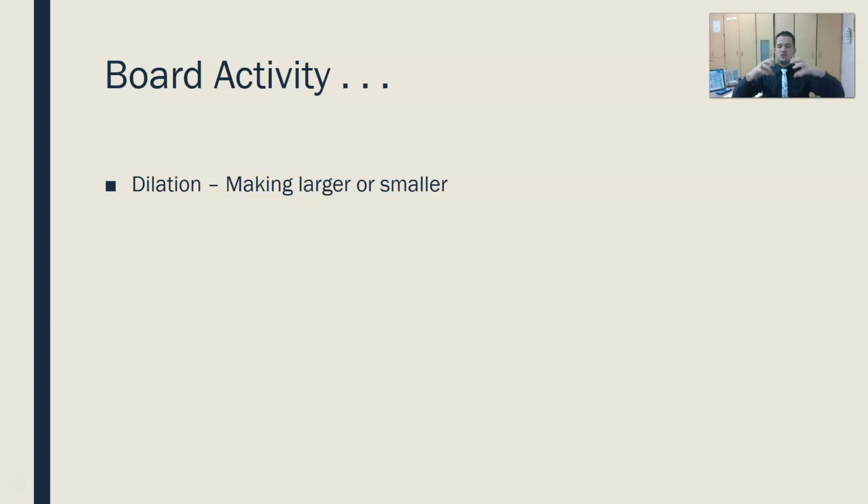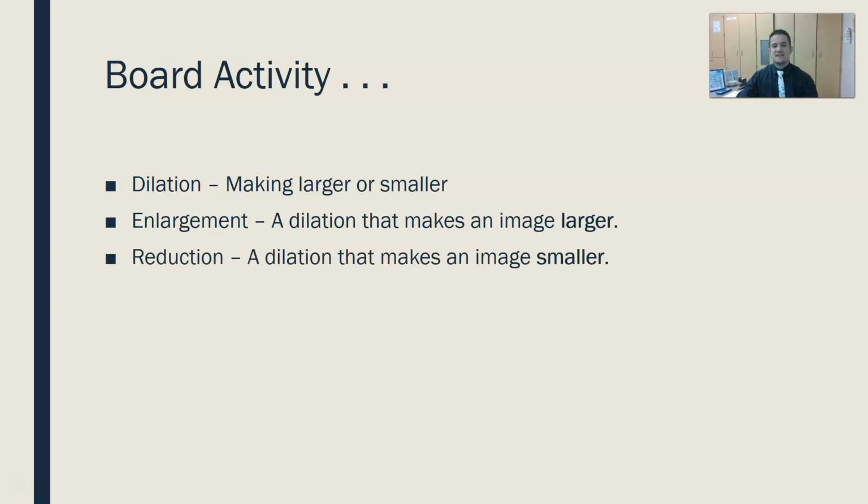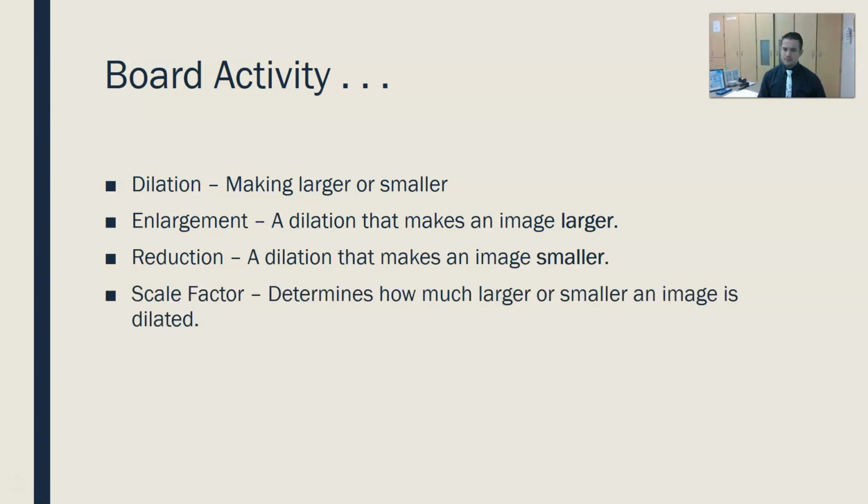Dilation means taking an image or something and making it either bigger or smaller. Specifically, when I'm talking about dilations, an enlargement is a dilation that makes an image larger or bigger, and a reduction is a dilation that makes an image smaller or reduced. Enlargement, reduction, larger, smaller. See that? Another term that we're going to talk about in this section is a scale factor. A scale factor determines how much larger or smaller an image is dilated. So a scale factor is going to help me determine how much larger or smaller my image is dilated.